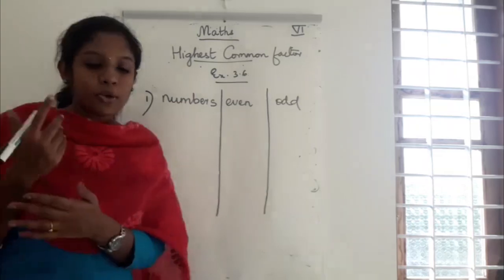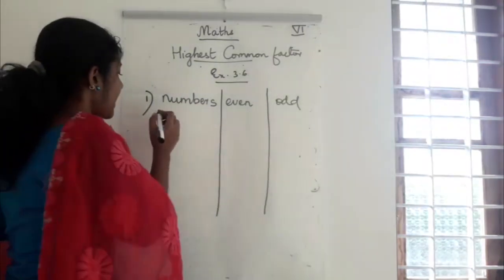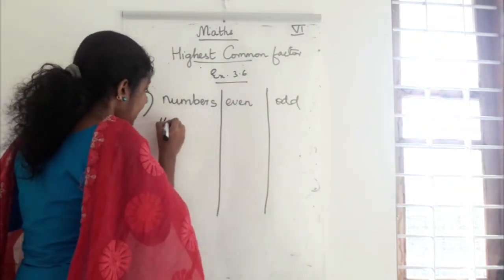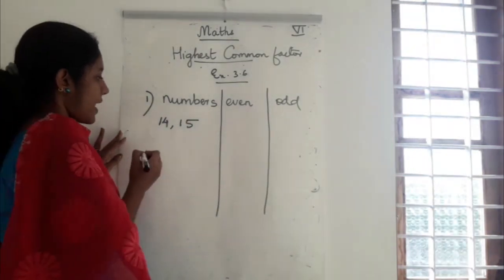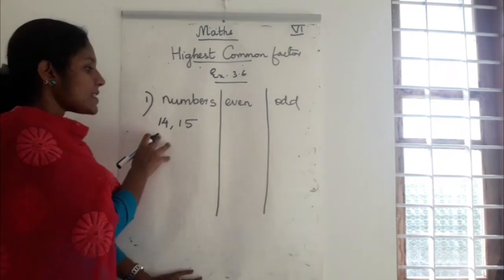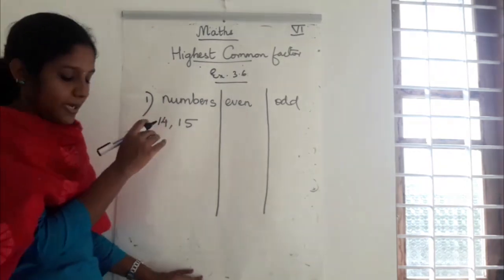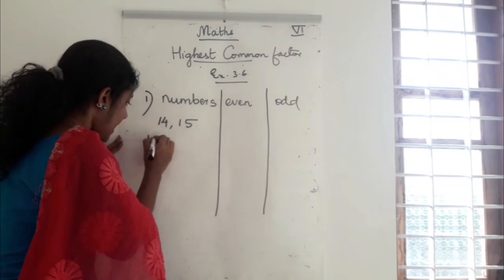Consecutive numbers, you can take any numbers. So I am going to take consecutive numbers 14 and 15. Consecutive numbers are numbers lying next to each other. So I am going to find the HCF, the highest common factor, of 14 and 15. So I am following the prime factorization tree.